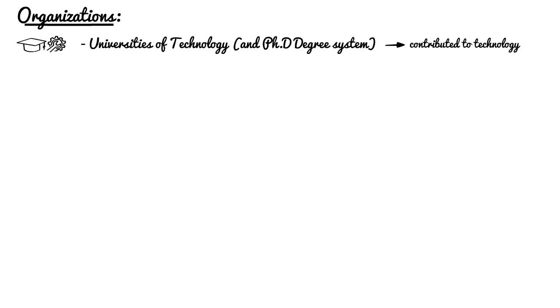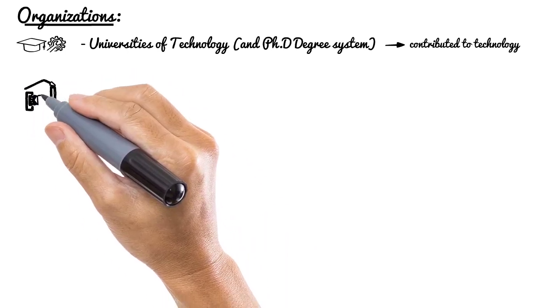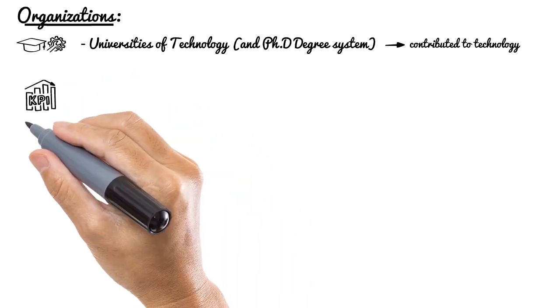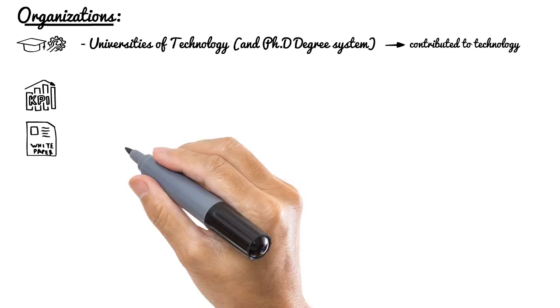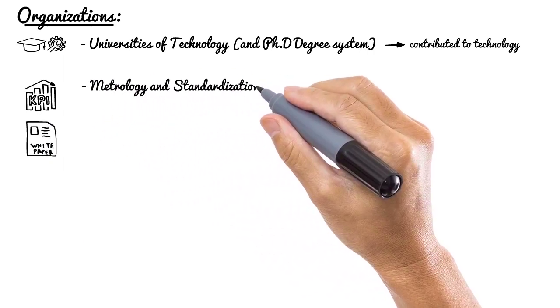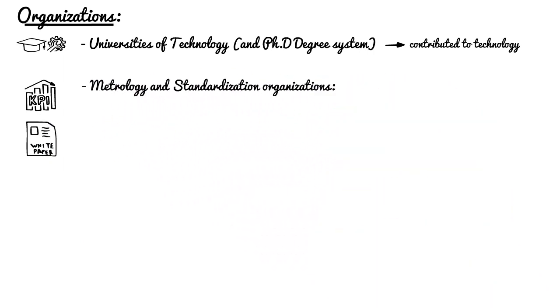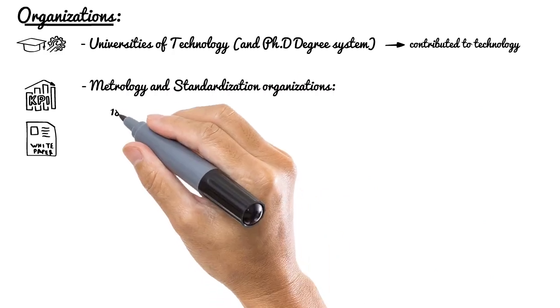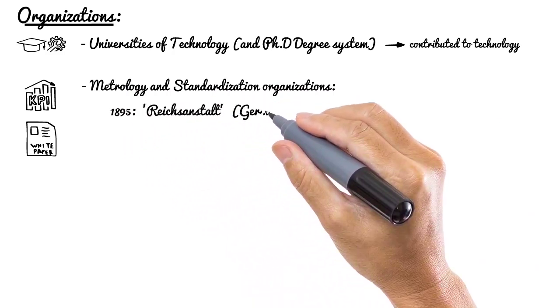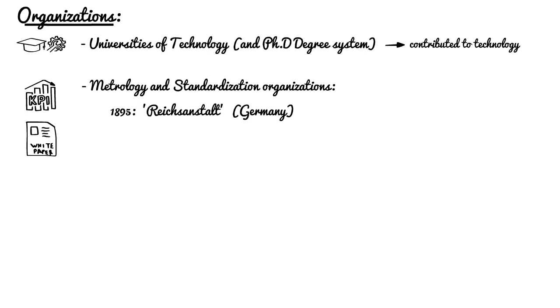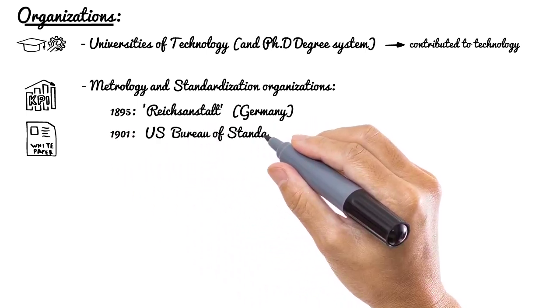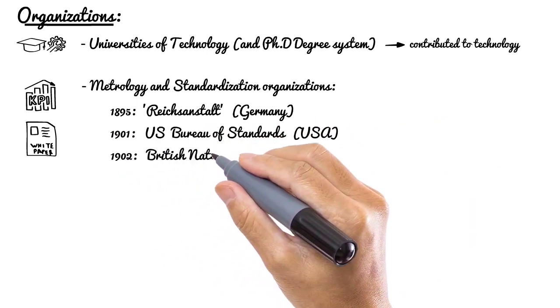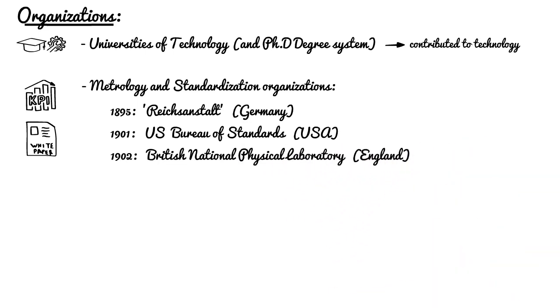Technologists and engineers know that it's important to carefully measure and standardize the things they work with. So special metrology and standardization organizations were created. In 1895, the Reichsanstalt Metrology Institute was established in Germany, and it inspired the opening of similar organizations in other countries. For example, the US Bureau of Standards in 1901 and the British National Physical Laboratory in 1902.